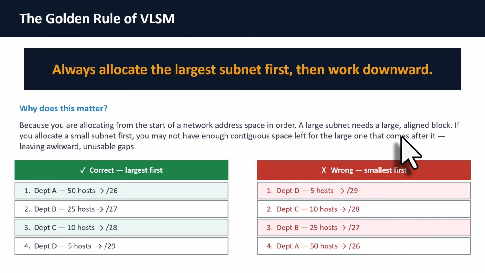So as we do variable length subnet masking, same procedure as we used for fixed length, but here there's one golden rule that we must always follow. As we subnet, we should always first deal with the biggest or largest subnet first, then we work downwards till the smallest. Why does it matter? Because when you're allocating from the start of the address space in order, a larger network needs a larger aligned block. If you allocate a small subnet first, you may not have enough continuous space left for the large ones that come after it, leaving awkward and unusable gaps.